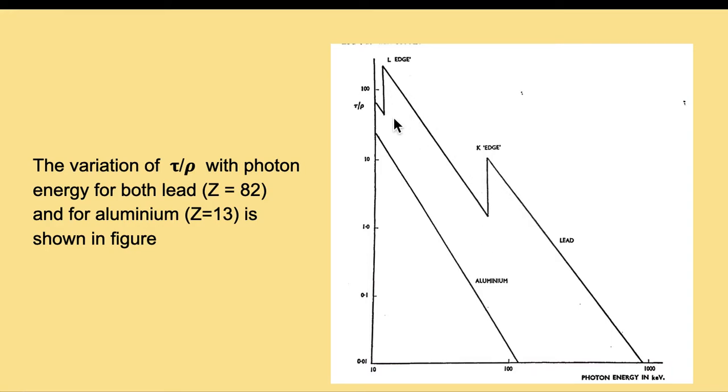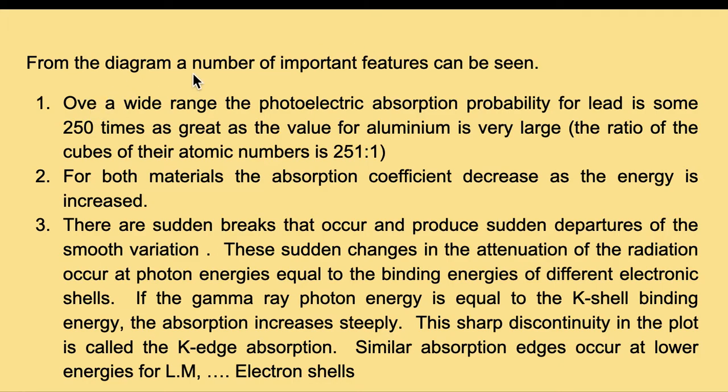So here also in general you can say that as the photon energy increases, tau by rho decreases. And we have mentioned that this is dominant normally at low energies. From the diagram, a number of important features can be seen. Over a wide range, the photoelectric absorption probability for lead is some 250 times as great as the value for aluminium.